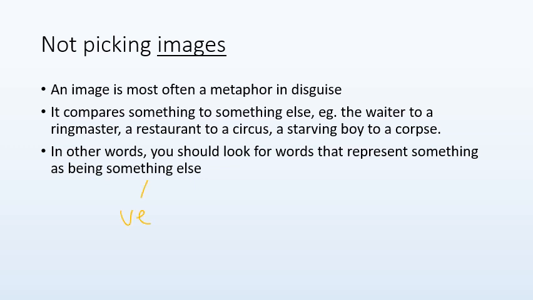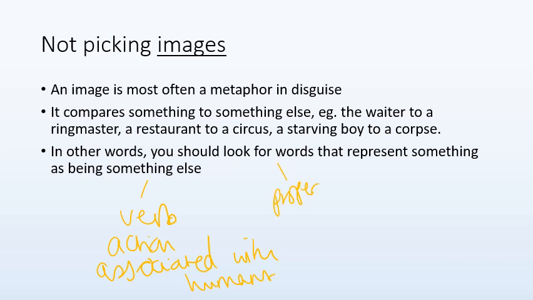That might be a verb that has got the action associated with humans. It might be a proper noun, a place name that perhaps you would associate with a particular location. So, for example, if you're talking about the circus and you're using the circus to describe a classroom, you're looking for something that represents something else. That is usually your image.